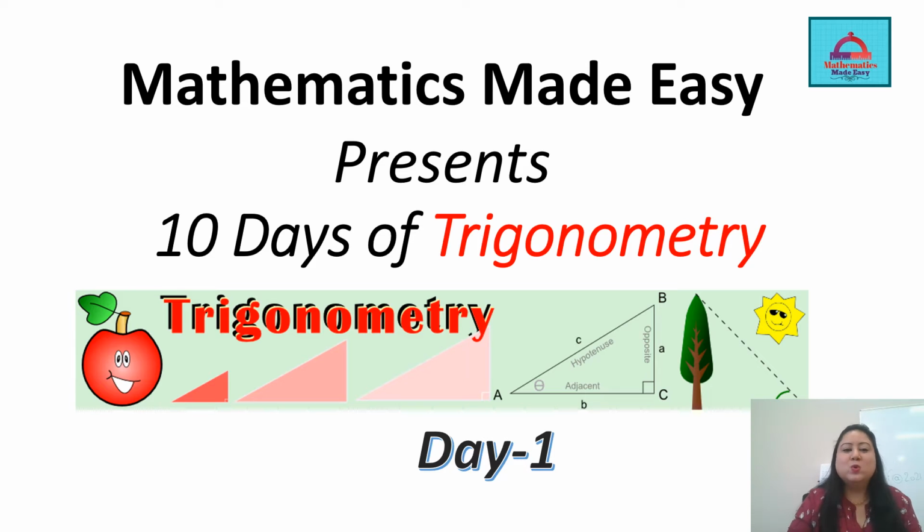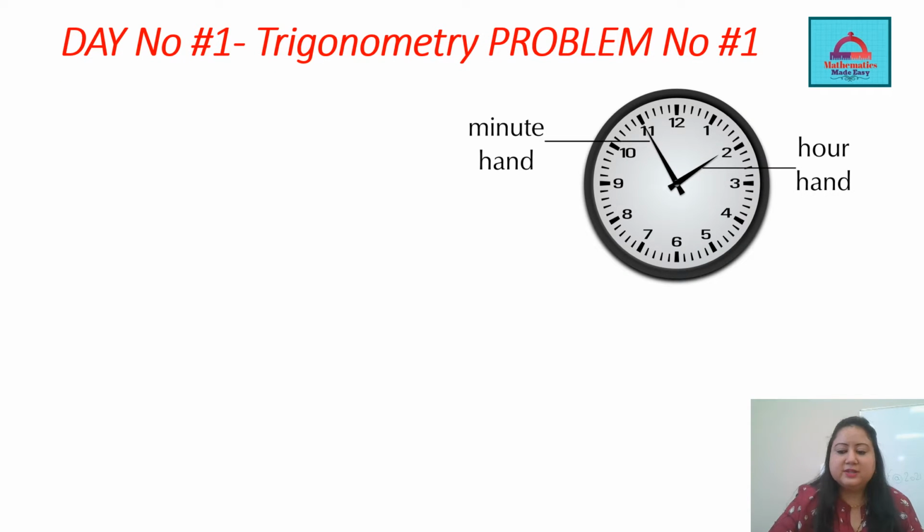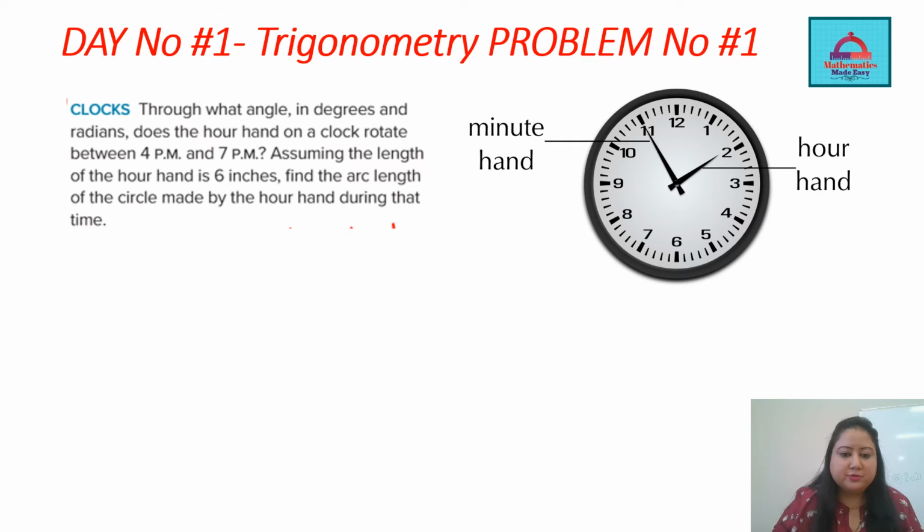So let's get to know our first problem for today, for day 1 of the session. This is our problem on day 1 of our trigonometry series. We have a clock problem in front of us, and this is how it goes. Through what angle, in two units, number 1 degrees, number 2 radians, does the hour hand of the clock rotate between 4 p.m. and 7 p.m.? When we are reading a word problem, we read it slowly, nicely, and highlight important information. That's a tip from my side.